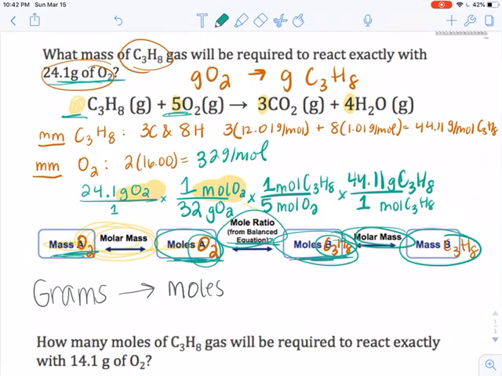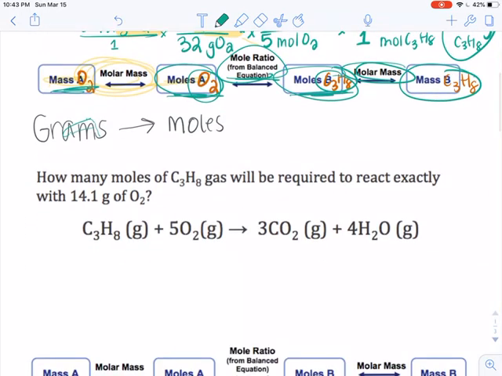Now I just need to calculate that out. If I use a calculator provided, or that you have, you would do 24.1 times, and I like doing fractions, so times parentheses 1 divided by 32, close parentheses, times parentheses 1 divided by 5, times 44.11, and that gives me 6.64 grams. So my final answer is 6.64 grams, and I'm talking about grams of C3H8. So that is my final answer.